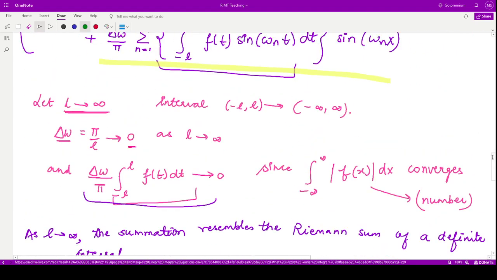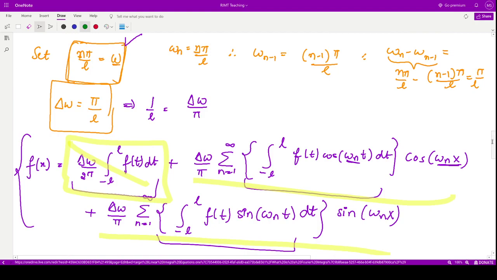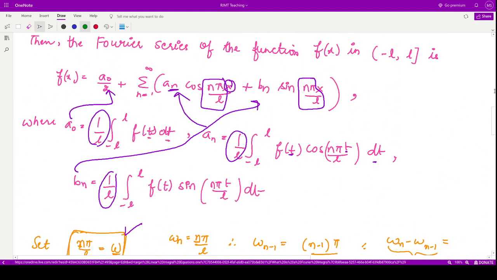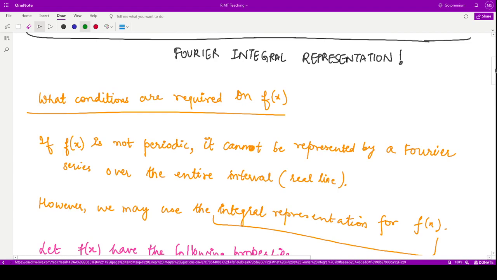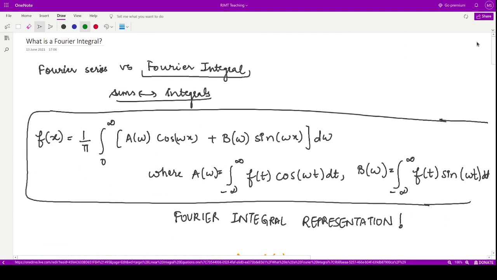So I think you got a pretty clear idea about what is a Fourier integral and how we can reach from Fourier series to Fourier integral representation of the given function, and how this is useful. So in the next video we'll be seeing a problem where we'll apply this concept.